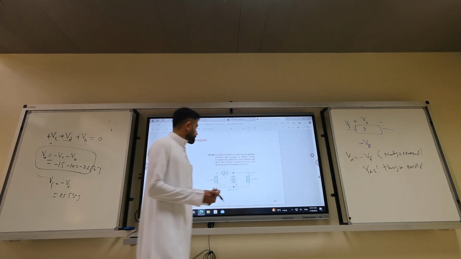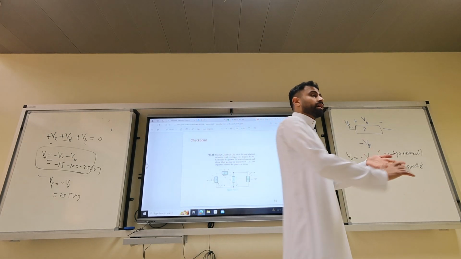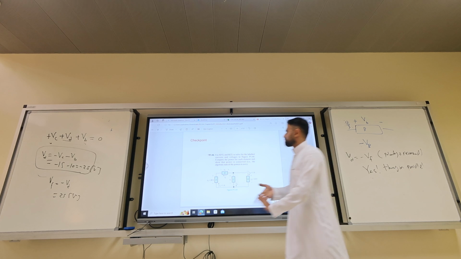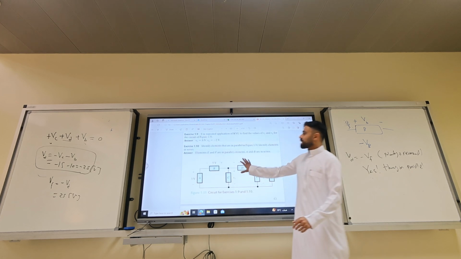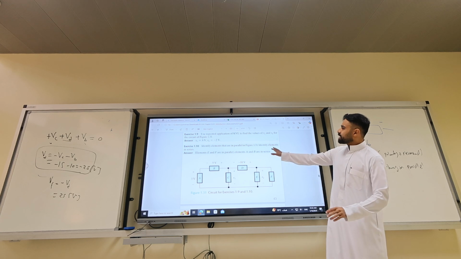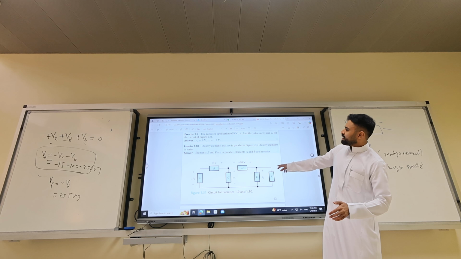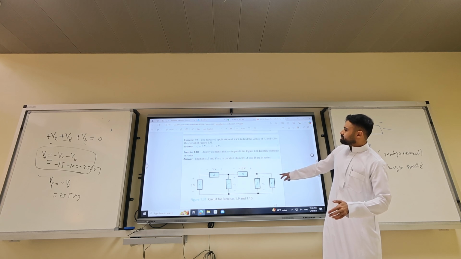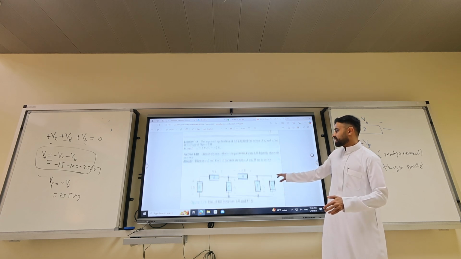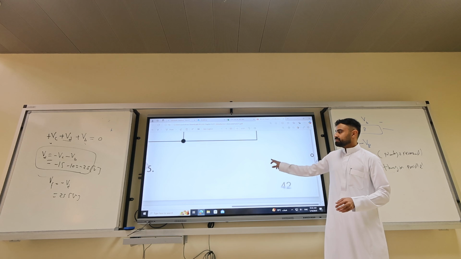Checkpoint. Sometimes in the quiz they mix KCL and KVL together. Any question before this slide? Now try to solve this example. Wait, guys, is this different numbers, or what's going on? This is exercise 1.9. Okay, solve this exercise. We already solved the example. Solve the exercise.